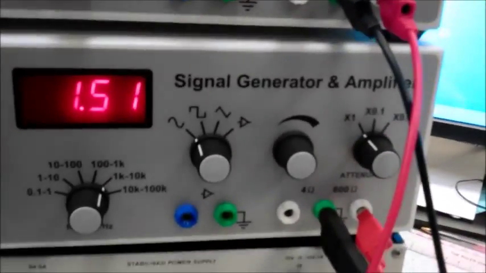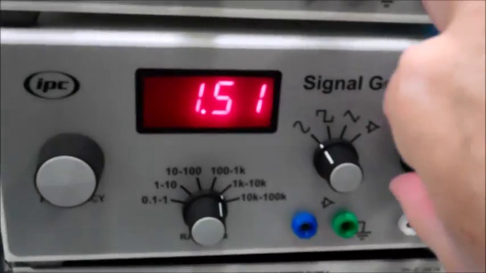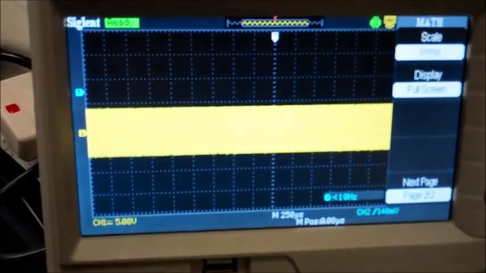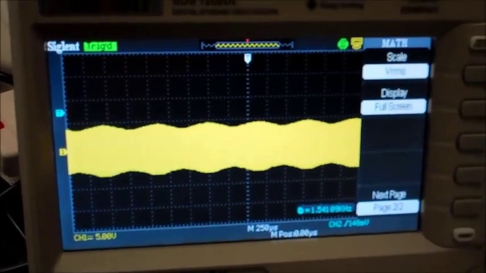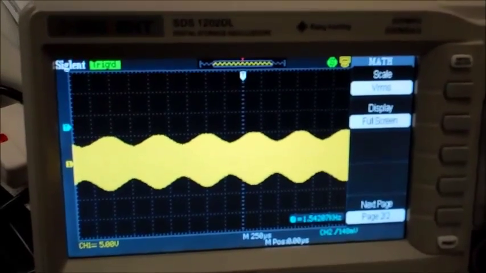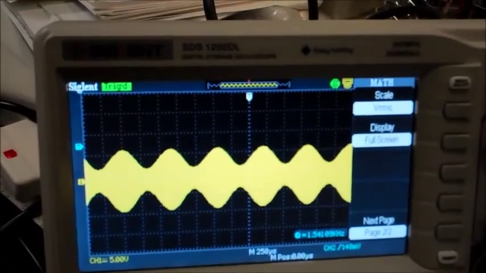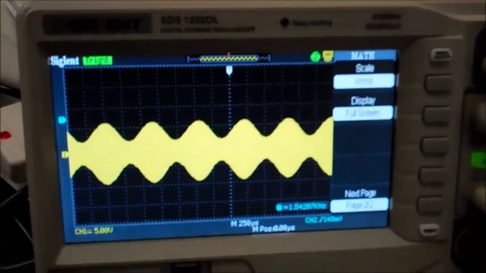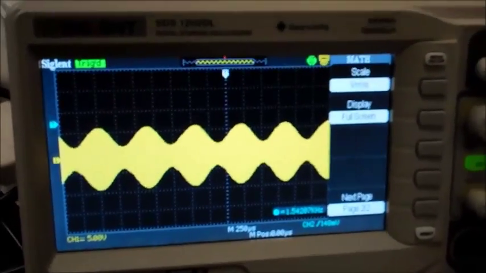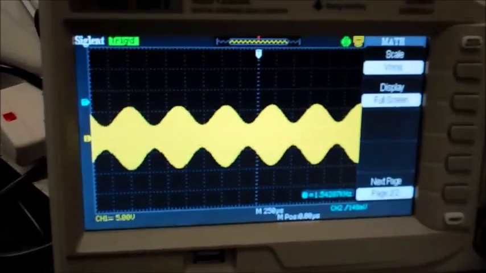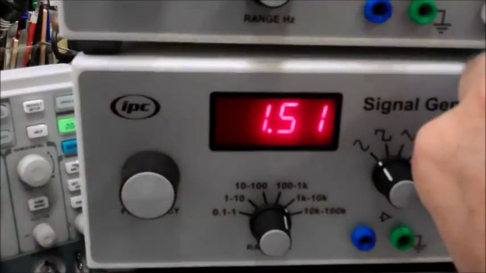Now it's currently unmodulated, so the amplitude of the modulating signal is set to 0. And if I just crank that up a little bit, we can see what happens. Okay, and we're starting to see some amplitude modulation there. Okay, that's the full extent to which I can increase the amplitude of the modulating signal. Now it's currently around about 1.5 kHz.